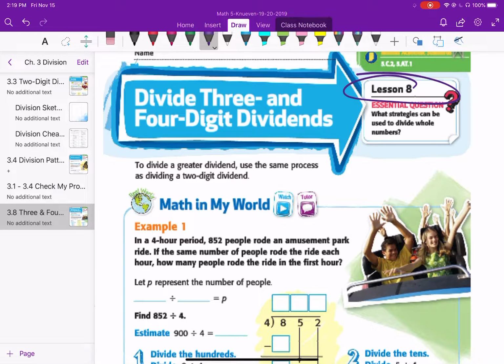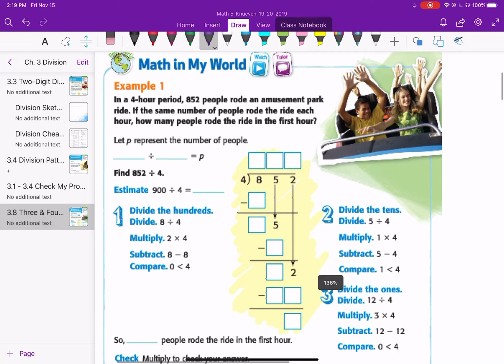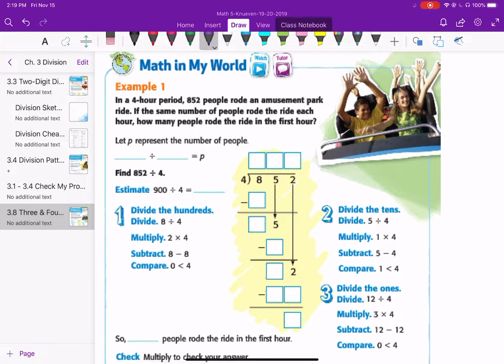So in our first example, we're going to be looking at how in a 4-hour period, 852 people rode an amusement park ride. If the same number of people rode the ride each hour, how many people rode the ride in the first hour? So we first need to think, what is our division problem? Well, it's going to be 852 divided by 4 because we have the number of people divided by the number of hours.